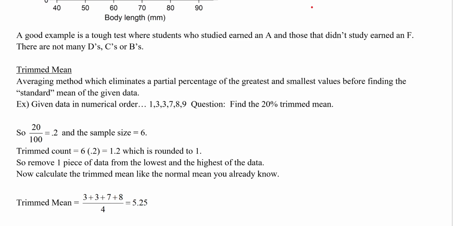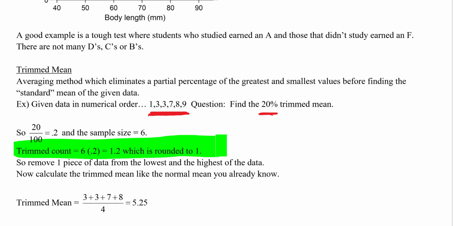All right, so let's look at this example. Given the data in numerical order 1, 3, 3, 7, 8, 9 right here. The question is find the 20% trimmed mean. Okay, so 20% is 20 divided by 100, which is 0.2, and my sample size is 6. That's how many pieces of data I have. So my trim count is basically this guy right here. It's 6, the sample size, times the 0.2, which is 1.2, and I round that to 1.